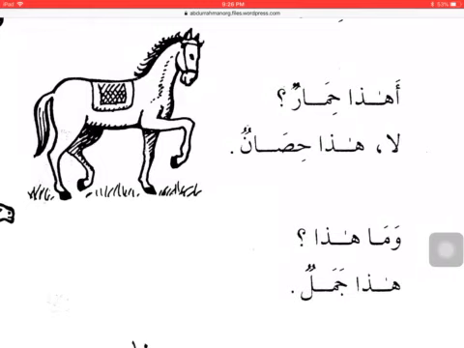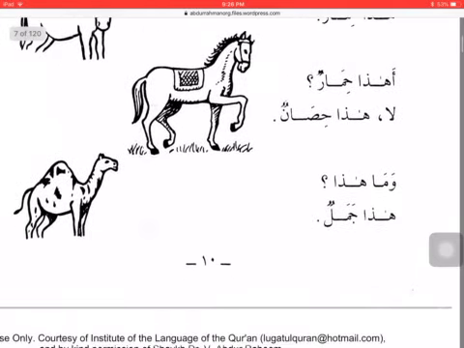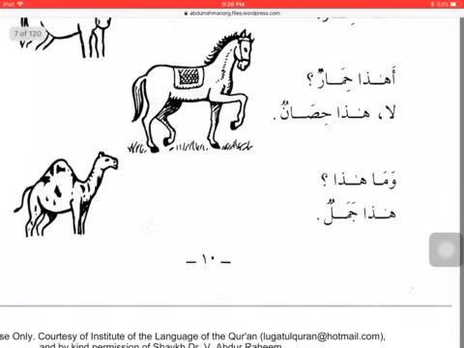حصان is one of the words used for horse. No, this is a horse. وما هذا? And what is this? As I said, wa is a conjunction word. It means and. Again, wa, there are more than one ways wa is used. One of them is to use as a conjunction. In English, it would be and.